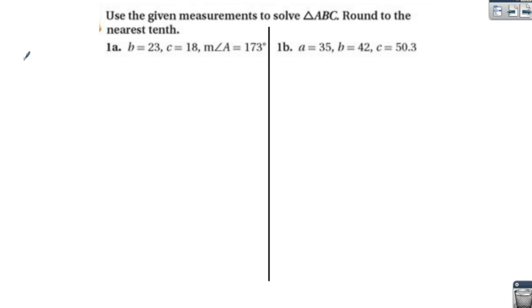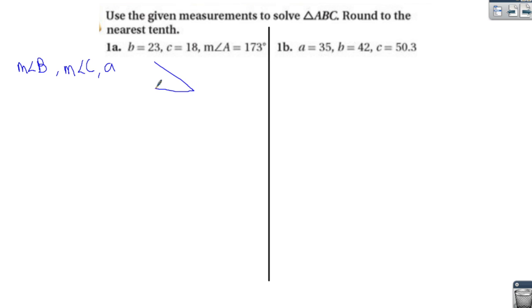All right, so you start by listing down the missing measurements. In this case, you need to find the measure of angle B. You also need to find the measure of angle C and of course side A. In order to do that, you want to make sure you know what information you have. You have two side lengths and an angle measure. So, not drawn to scale.